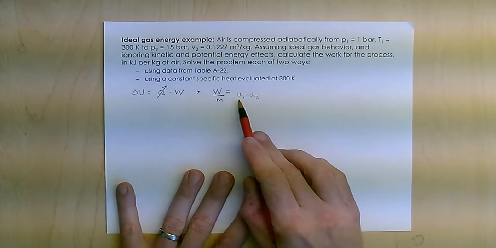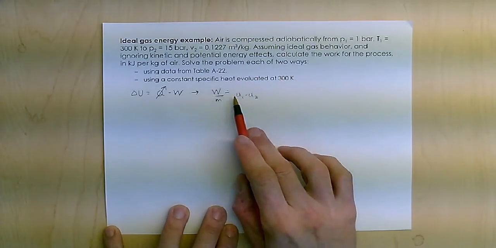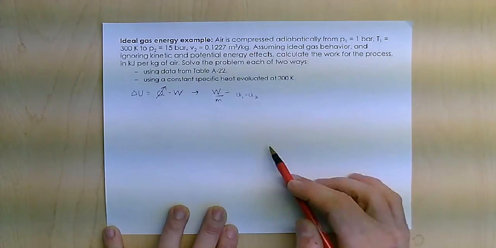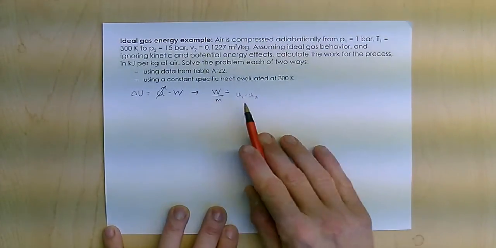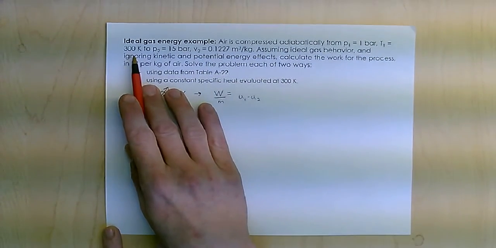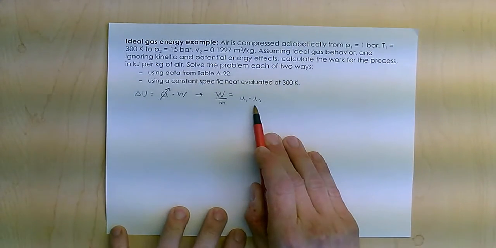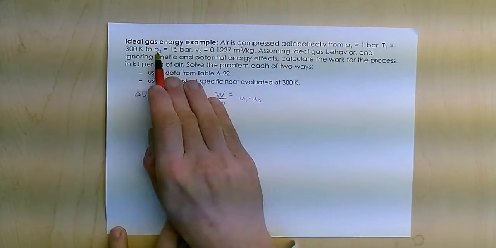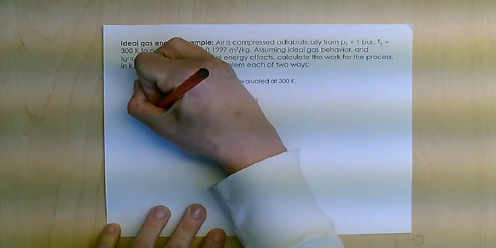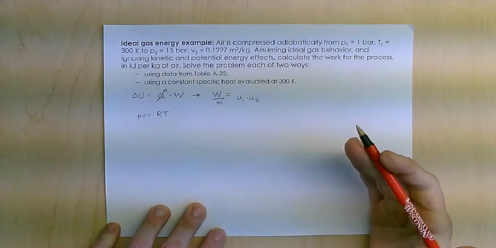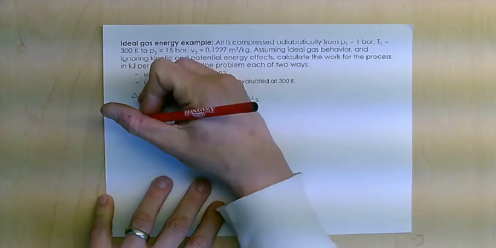Okay, so what I'm looking for is the change in energy. So I'm going to find the energy using the table first. In order to find that, remember that energy only depends on temperature. I know temperature 1 is 300. So all I need to do is find temperature 2, and I can look up the U value for that. Temperature 2 I'm going to find from my basic PV equals RT equation, right? Because it's an ideal gas.